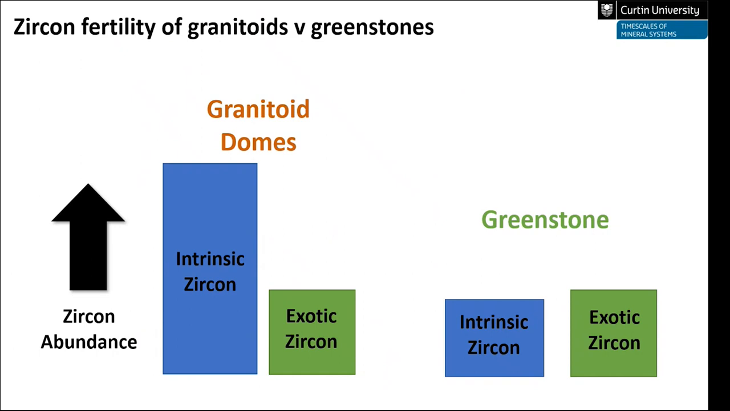And this highlights what I mentioned earlier, that the zircon record, if you were just to look at the granitoid domes, is biased towards felsic lithologies. And the mafic greenstones are otherwise poorly represented by the detrital zircon archive of the East Pilbara terrain.